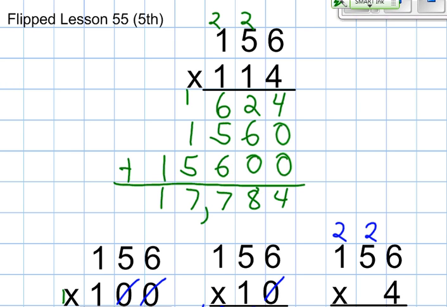Right? So you see, when I got to the tens place, first thing I did was add a 0. Right? Then when I got to the hundreds place, first thing I did was add 2 zeros. And so we have that process that we want to work with.